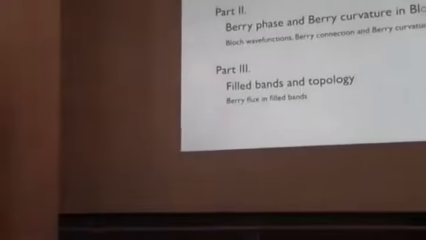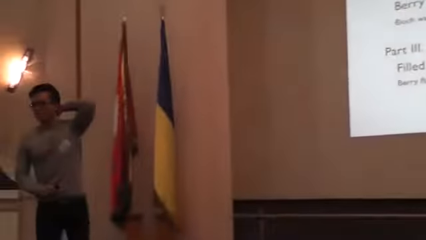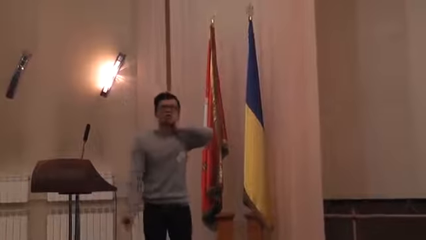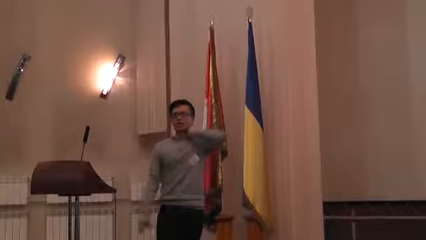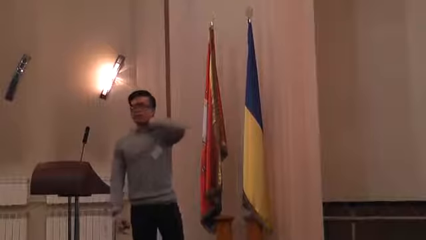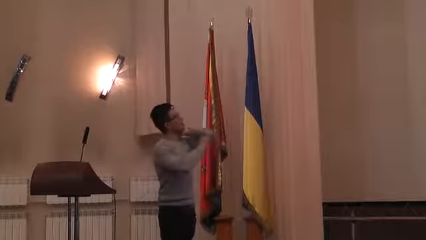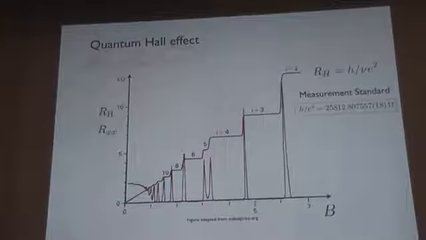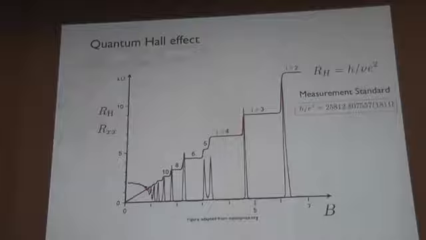What I wanted to do in the remaining 10 minutes maybe is talk a little bit about what these filled bands are and give you some context. Okay, very good. In the 80s, a number of people were able to see quantization of the Hall effect. It was called the quantum Hall effect. It was quantized on these plateaus, in units of h over e squared, which can now be used as a kind of measurement standard.